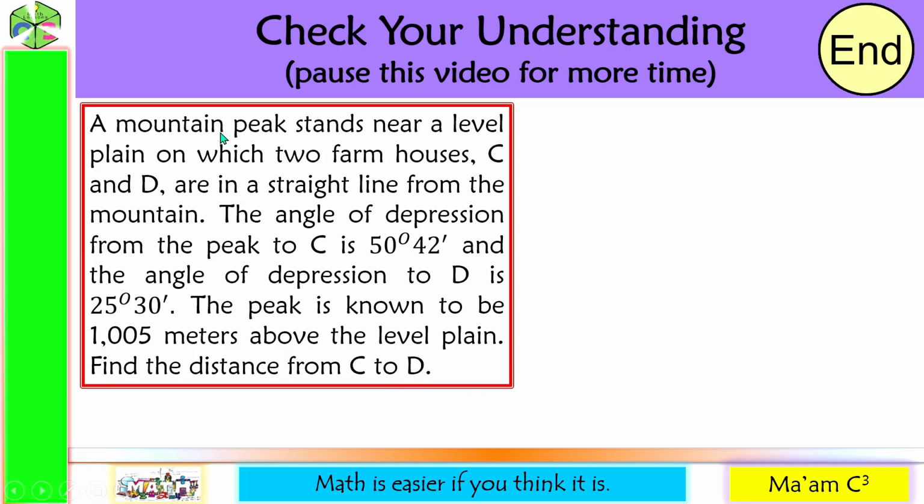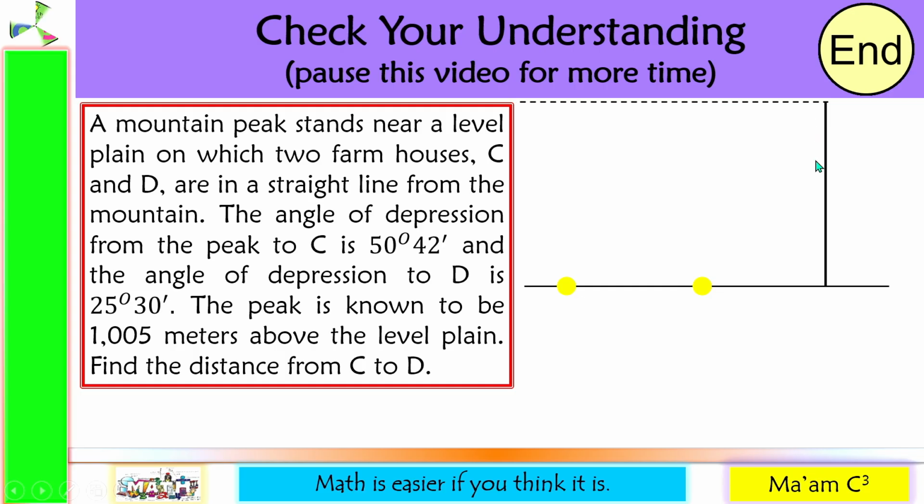So we have here a mountain. Let us say this is our mountain, and it stands on a level plain. Then we have two farmhouses, C and D, in a straight line from the mountain. The angle of depression from the peak to C is 50 degrees 42 minutes. Let me create the imaginary horizontal line to create the downward line of sight.